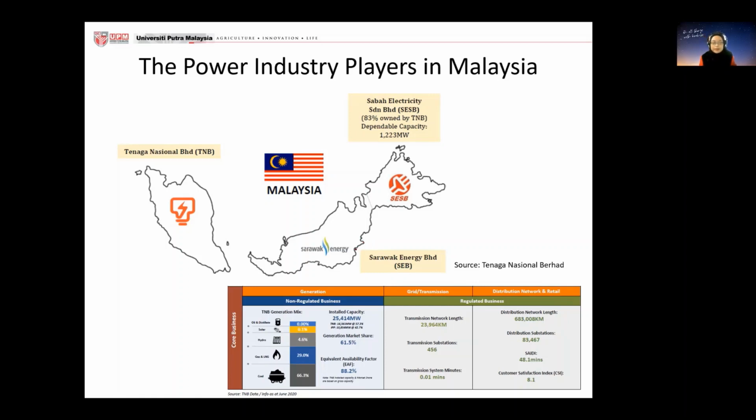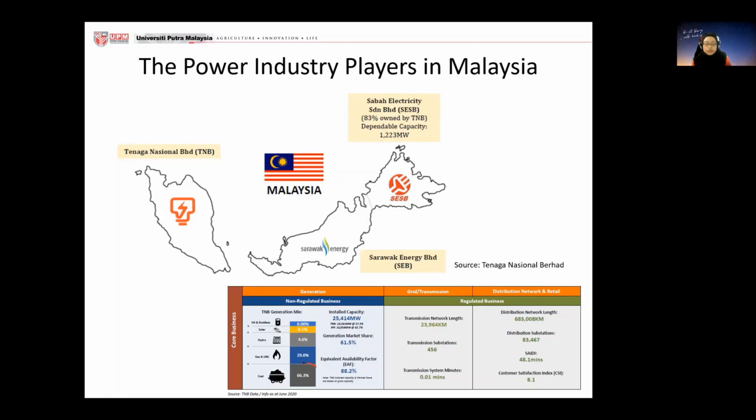So basically, in the power business in Malaysia, we have 25,000 megawatts of capacity, and that comes from a different generation mix: oil and distillate, solar, hydro, gas and LNG, and also coal.